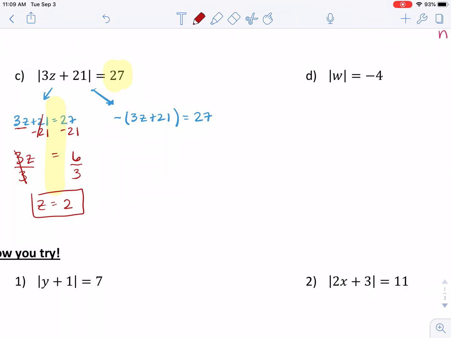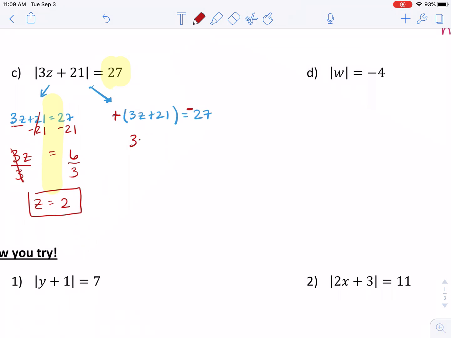So here, I could distribute the negative, or I could just multiply both sides by negative 1 and make this negative go away. And I have to multiply that side by negative 1. So again, I'm solving for the 27 and the negative of it, the opposite of it. So now I've got 3z plus 21 is equal to negative 27. This time when I subtract 21 from both sides, I'm left with 3z equals negative 21 plus negative 27. I have the same sign there, so I'm going to add these two numbers together to get 48, and I keep the sign. It's negative.